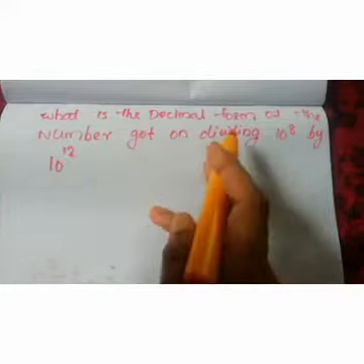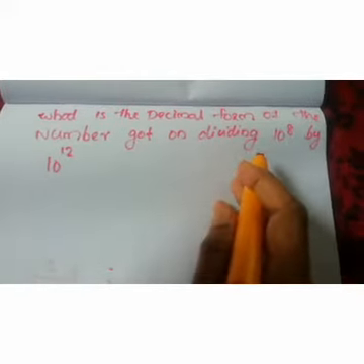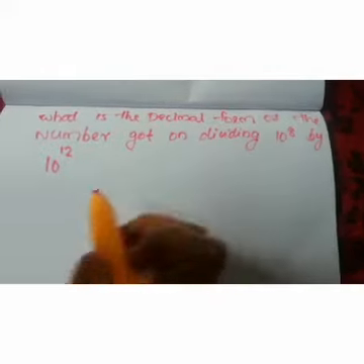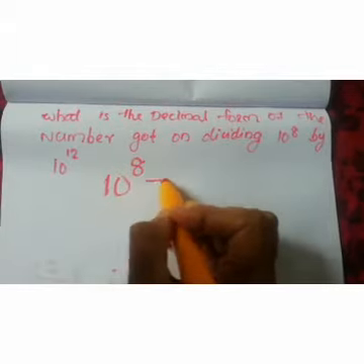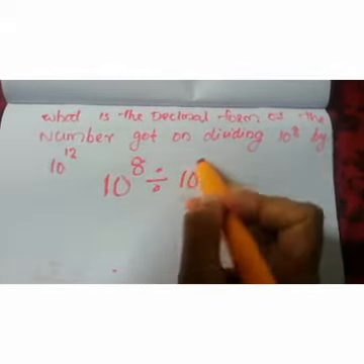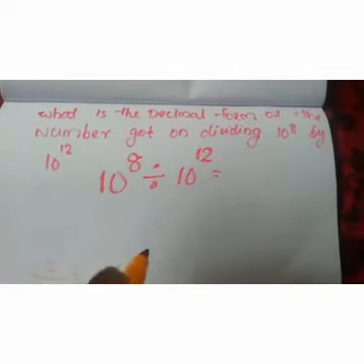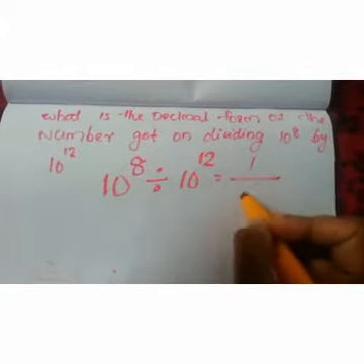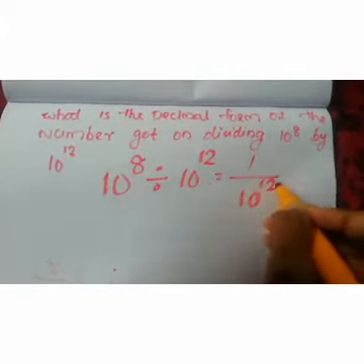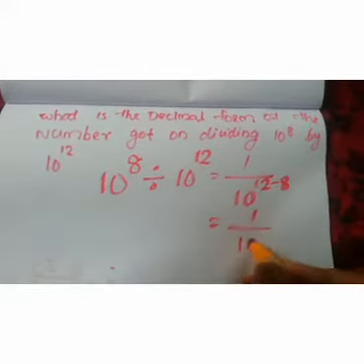This is the next question. What is the decimal form of the number got on dividing 10 raised to 8 by 10 raised to 12? Here we need to find the result of dividing 10 raised to 8 by 10 raised to 12 in decimal form. When we divide this, we know that it is 1 by 10 raised to 12 minus 8, which is equal to 1 by 10 raised to 4.